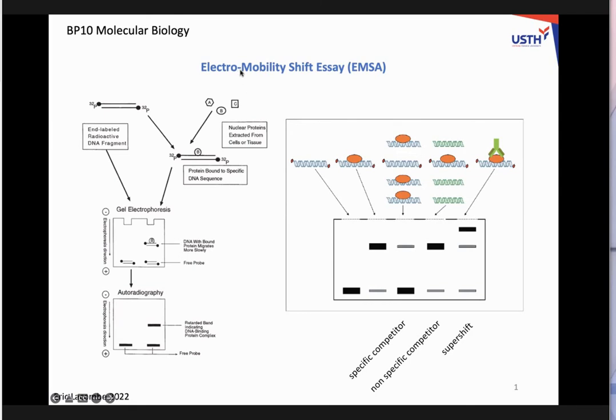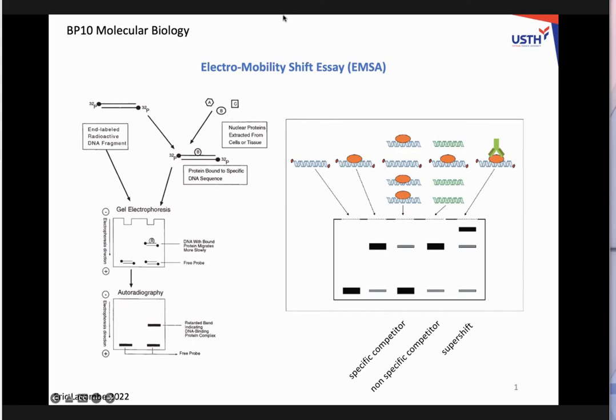This is what we call electromobility shift, because the free probe migrates to the bottom of the gel, and because it is now in interaction with a protein, the molecular weight is bigger, so the migration distance will be shorter. And this is the proof of the formation of a complex made of protein and the probe. So you already saw that, yes or no? It's okay, I understand.